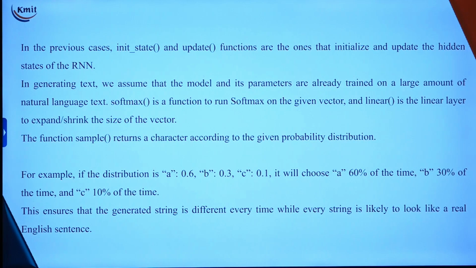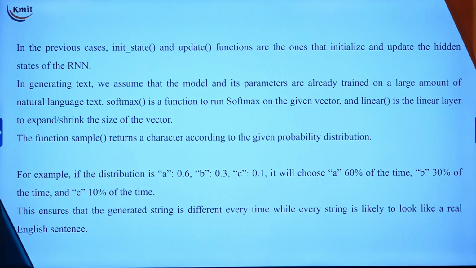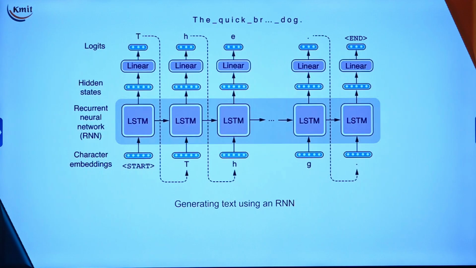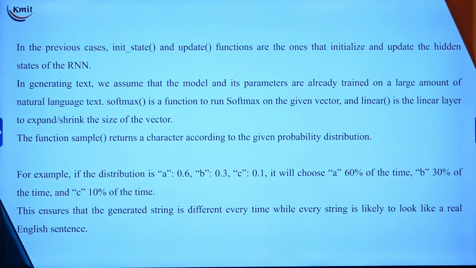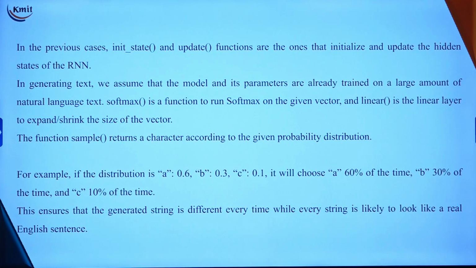In the previous cases we have used the initial state and update functions that are actually used for initializing and updating the hidden state, right. But in this context, when you talk about generating text, we assume that the model and its parameters are already trained on a large amount of natural language text, and here we are using the softmax function, which runs softmax on the given vector. The linear layer on top is used to expand or shrink the size of the vector, and then finally the sample function will return the character according to the given probability.